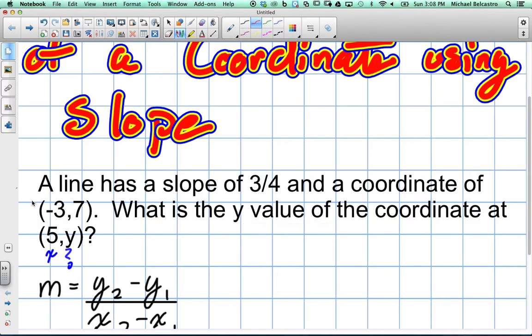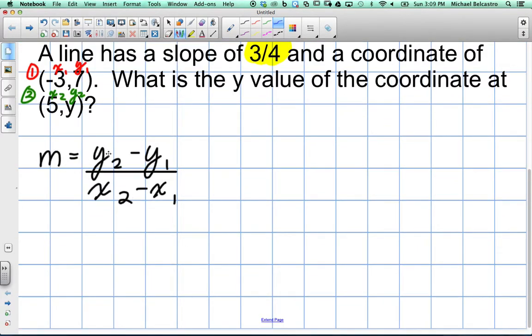Let's label them. This will be our first coordinate, so we'll call this x1, y1. And this will be our second coordinate, which we'll call x2, y2. We also have our slope, which is 3 over 4. This is what our m is equal to. So we're going to plug these in and use our slope formula to solve this. So we have our slope formula here. m is equal to y2 minus y1 over x2 minus x1. Like we said, our m is 3 over 4, so we're going to replace m with 3 over 4.